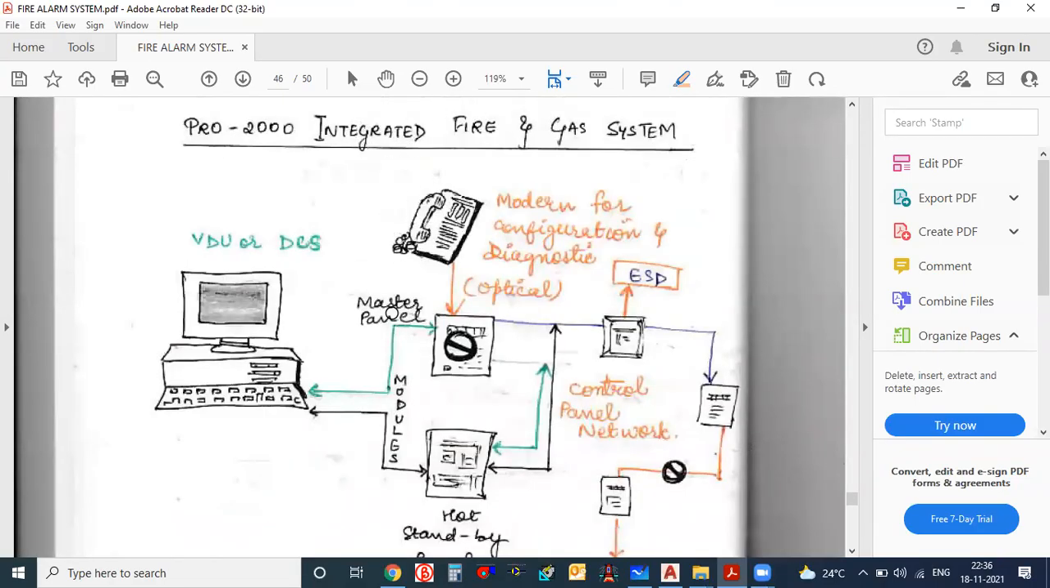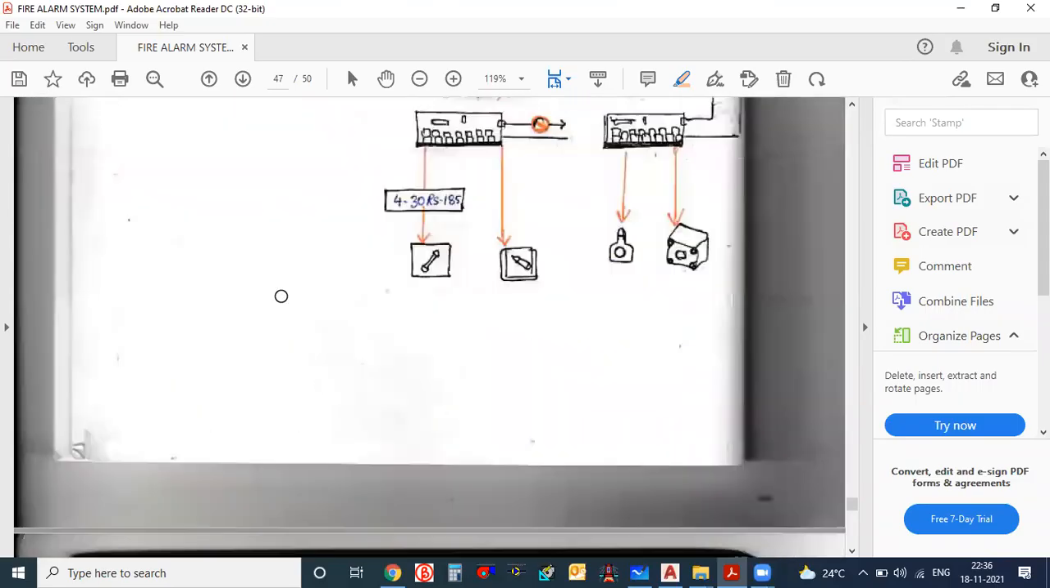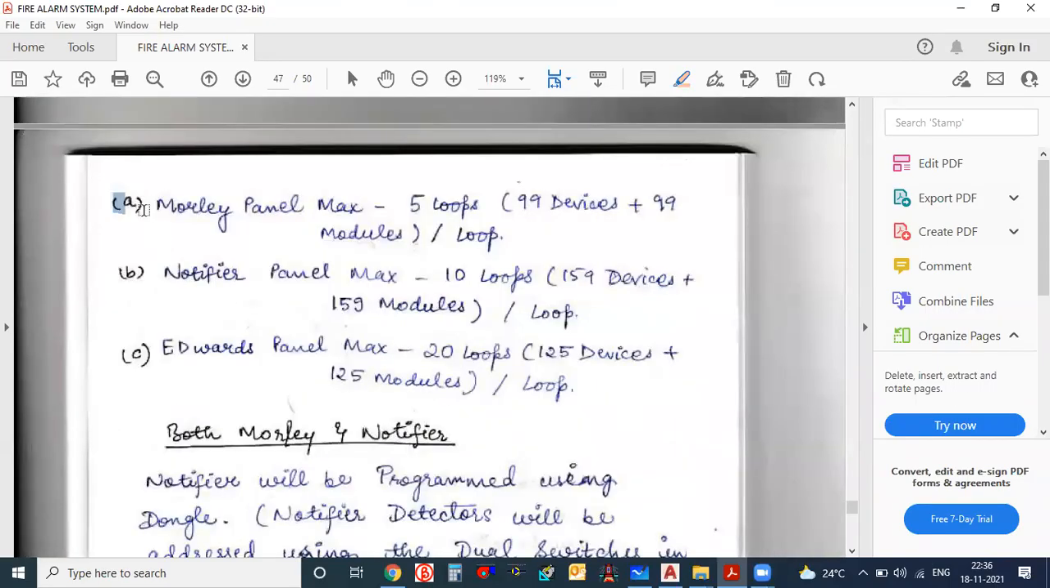Like integrated fire and gas system. Some systems, and this is the important point here. Now I wanted to show you this important point. How to decide the loops. In the loops, if you are going with one company called Morley, with the Morley panel, maximum they will have 5 loops.